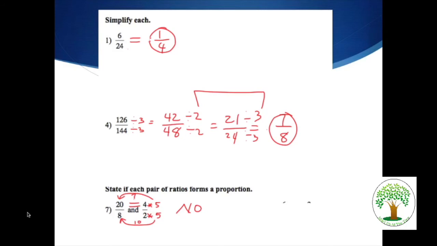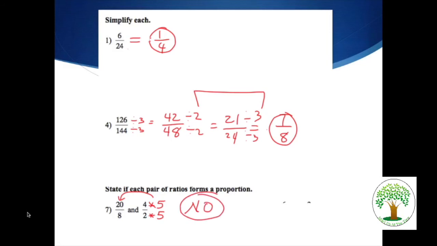I'm going to erase what I just did. What I did is I asked myself, 4 times what gives me 20? And we come up with 5. Are you with me so far? That makes 20. Well, for it to be a proportion, it has to be multiplied the same here. So I have to take the 5 down here. Is 2 times 5 the 8? No, so it is not a proportion. You cannot make it equal.